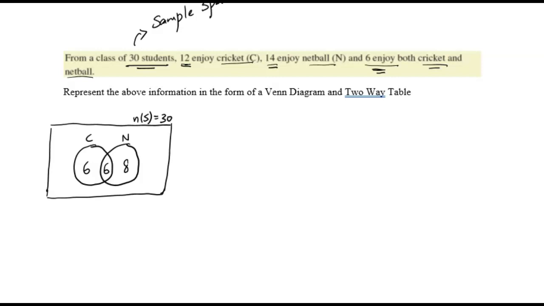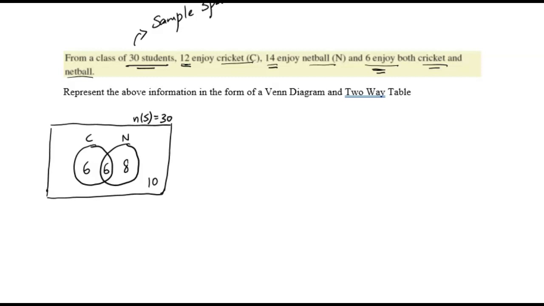Now we know there are 30 students in this class, so where's the rest of the 10 students? These 10 students are the ones that neither like cricket nor netball, and that completes the sample space. The best way to check your answers is to add all the numbers in your rectangle, and they need to add up to the total number of the sample space.